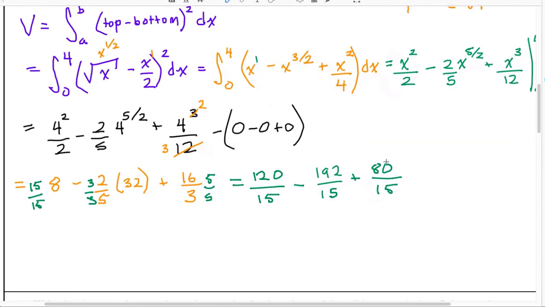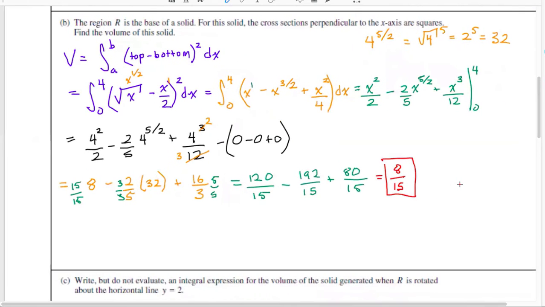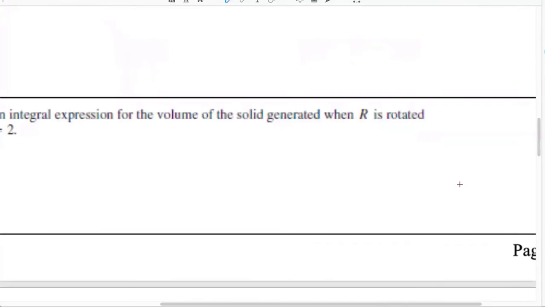So from here, I have 80 plus 120 is 200. 200 minus 192 is 8. So I have 8 fifteenths. Use red. 8 fifteenths, and that is our final answer. My 5s are not very nice. Okay, 8 fifteenths. Cool, and that's the answer they got from last year, so that checks out.